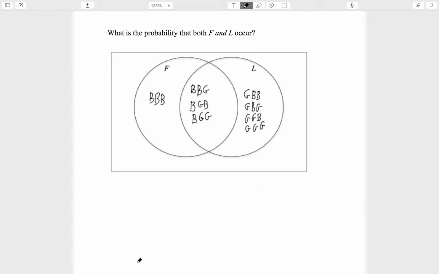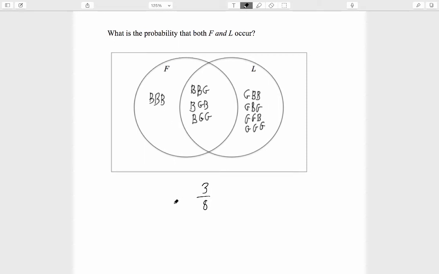As a follow-up question, what is the probability that both F and L occur? The event that both F and L occur is represented in the Venn diagram by the middle region, the overlap between the F circle and the L circle. There are 3 outcomes in this region, so the probability of this event is 3/8.